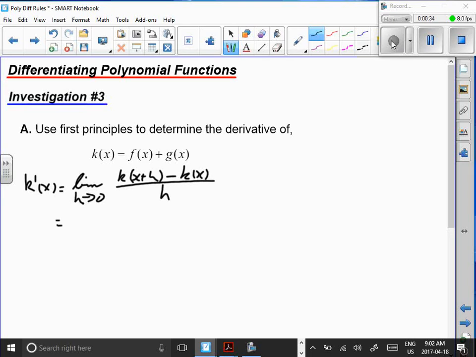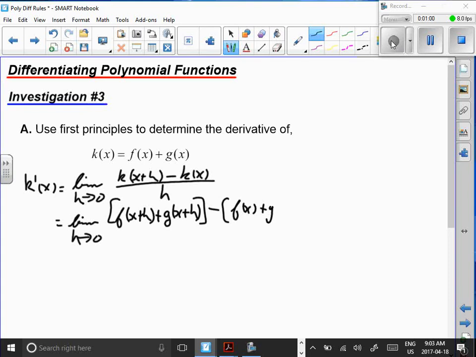Well, k is f plus g. So this would be the limit as h approaches 0 of, instead of having k at x plus h, we're going to have f at x plus h plus g at x plus h. That's now k at x plus h minus k at x, which would be f at x plus g at x, all over h. So we just wrote k in terms of this here.